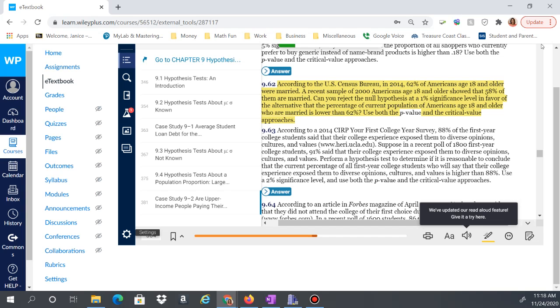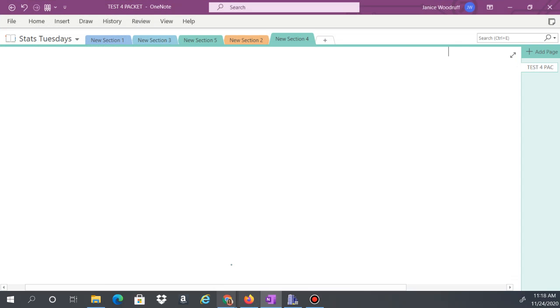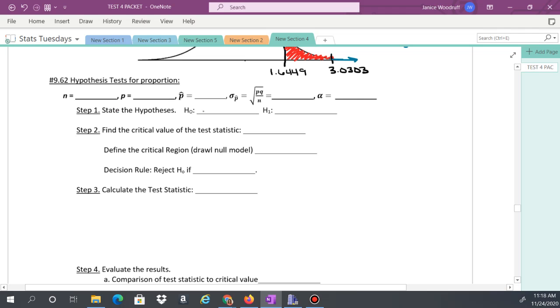Okay, so we have a null hypothesis that the mean is 62%. The alternative, that it is lower than 62%. Okay, so let's get our information put in here. You've got a mean equal to 0.62, alternative that it is less than 0.62.